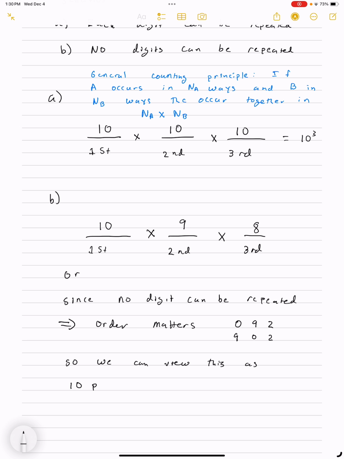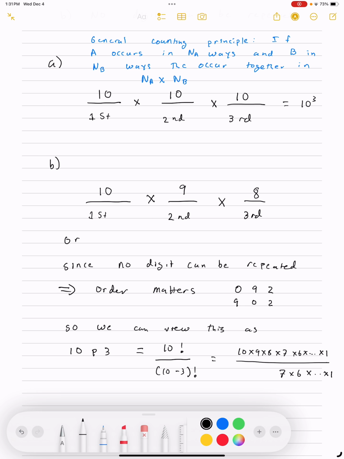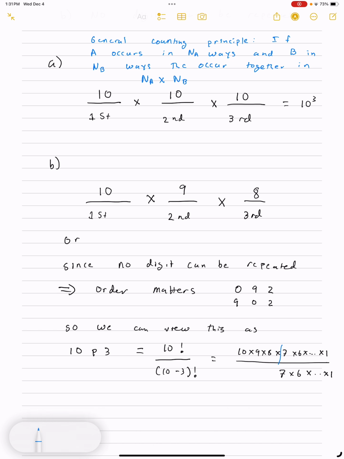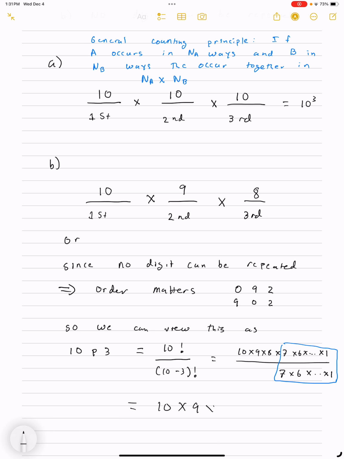as 10 permute 3. And this is nothing more than using the formula for permutations. This is going to be 10 factorial divided by 10 minus 3 factorial. So this is going to be 10 times 9 times 8 times 7 times 6 all the way down to 1. On the bottom, we're going to have 7 factorial, so it'll be 7 times 6 times 5 all the way down to 1. And we'll notice that these things cancel right here, and we're going to be left with just 10 times 9 times 8.